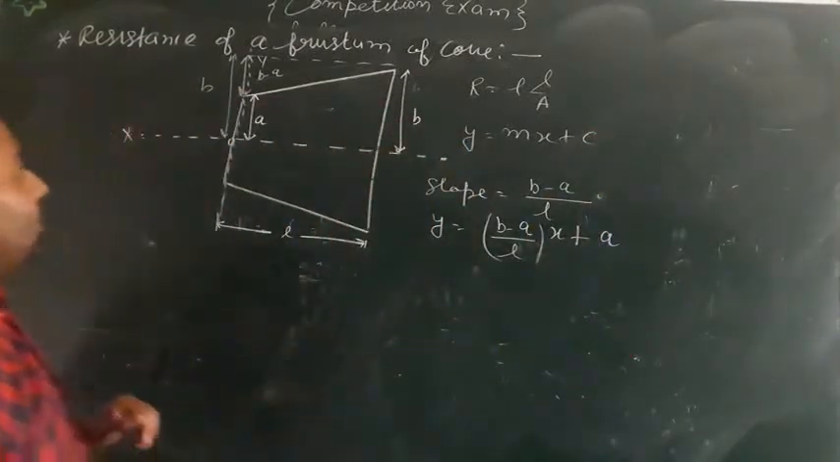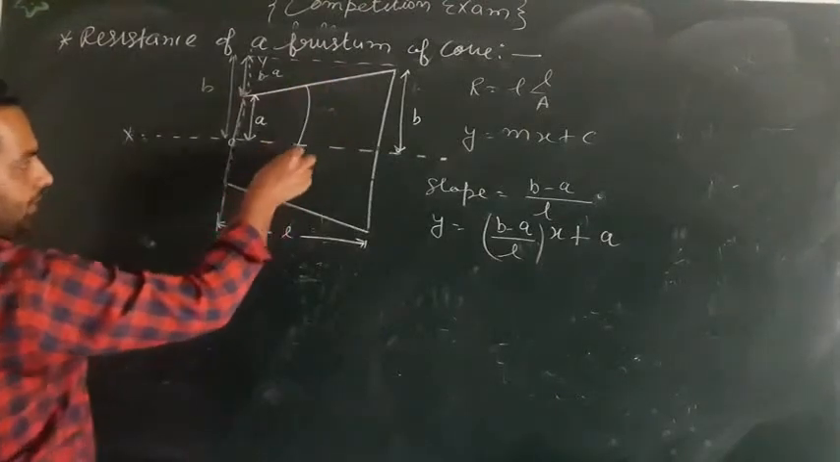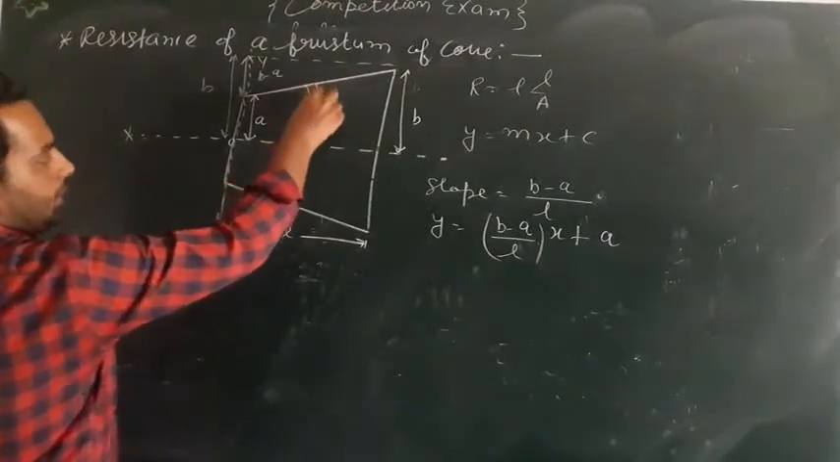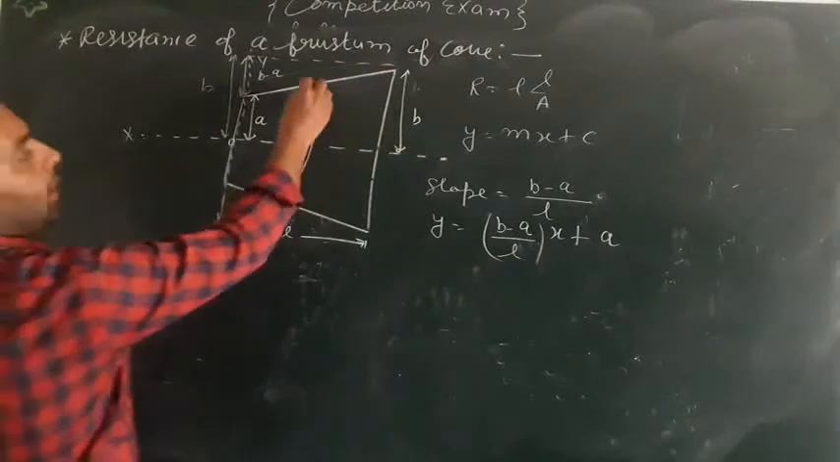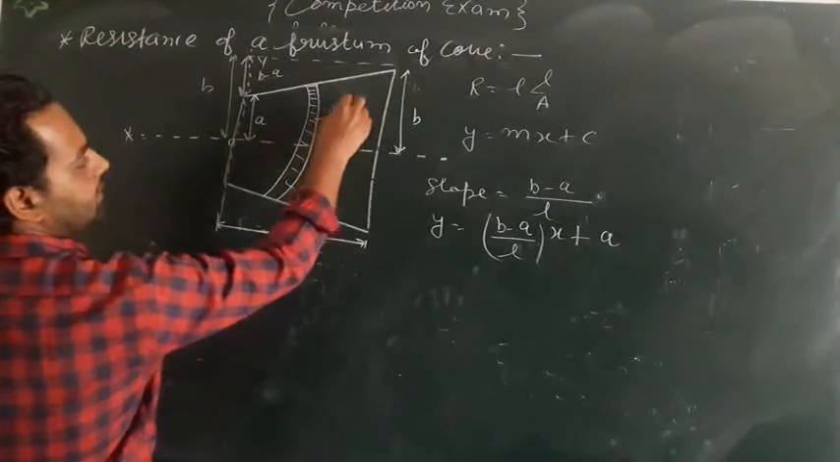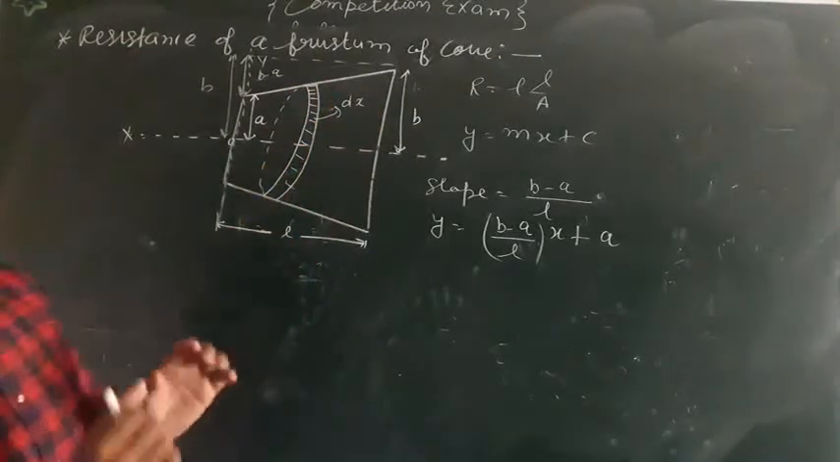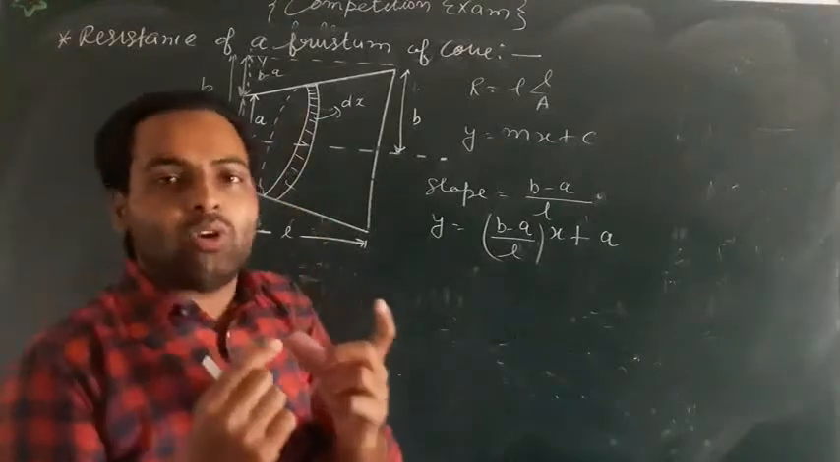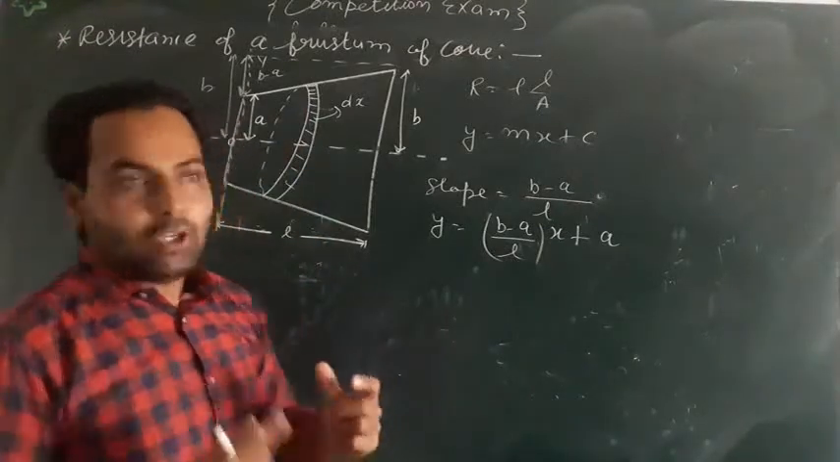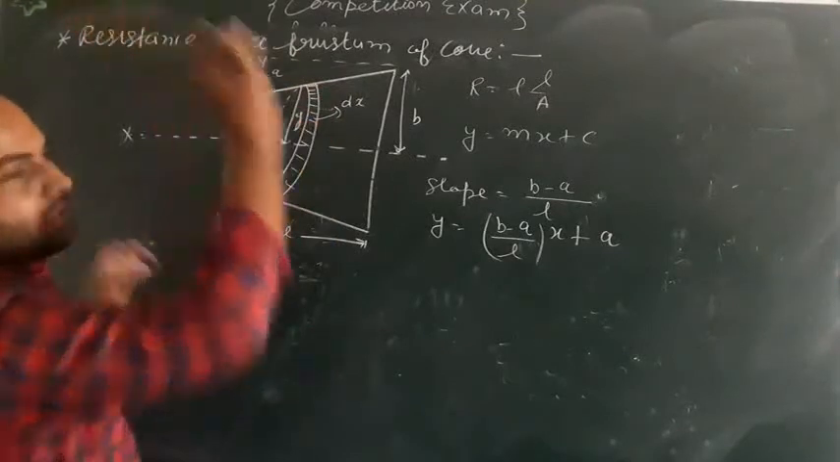Now the next point we have to consider is a small element. This is a small element. Clear? This is a circular element having thickness equal to dx. Its thickness is dx and this is a circular element. We consider that in that region the thickness is very small, so the area is not changing. And its radius is considered as y.